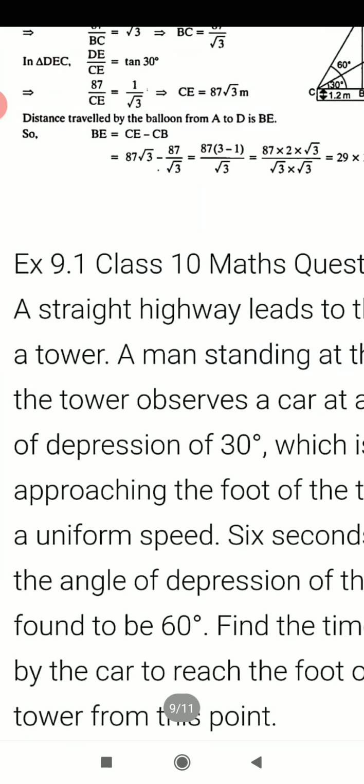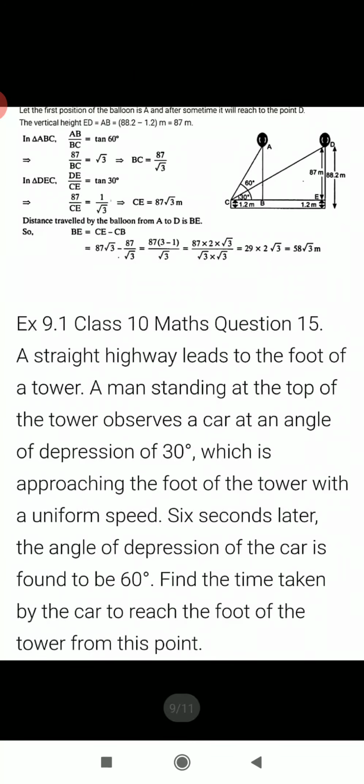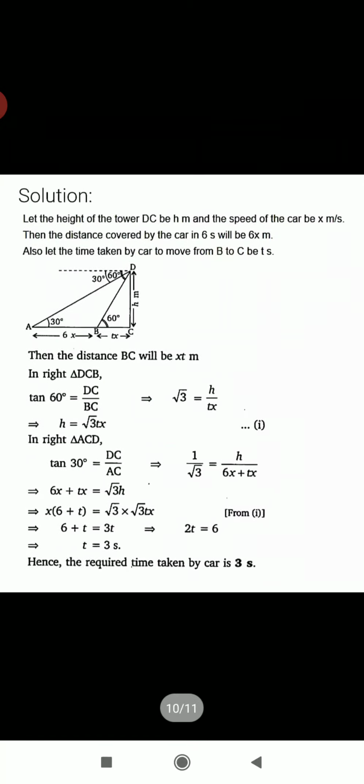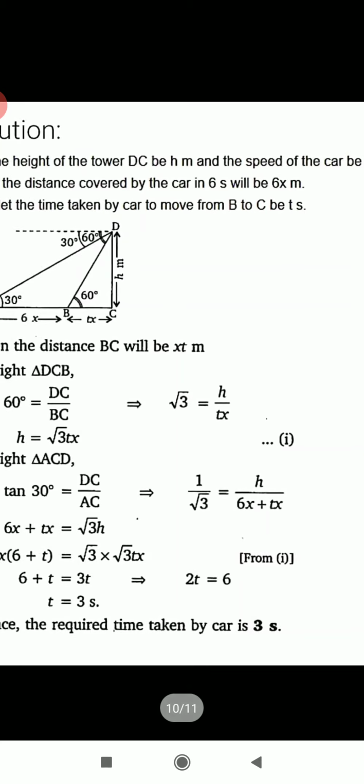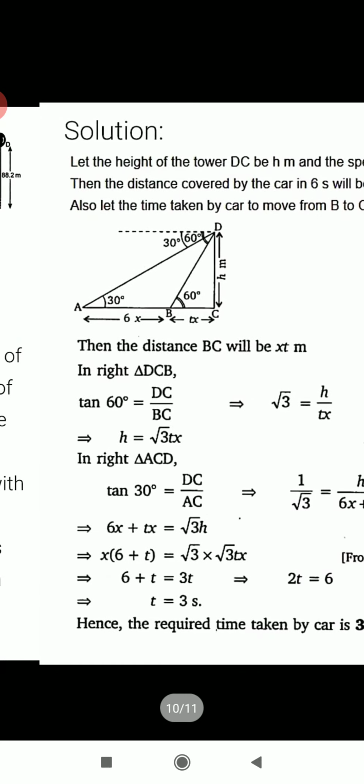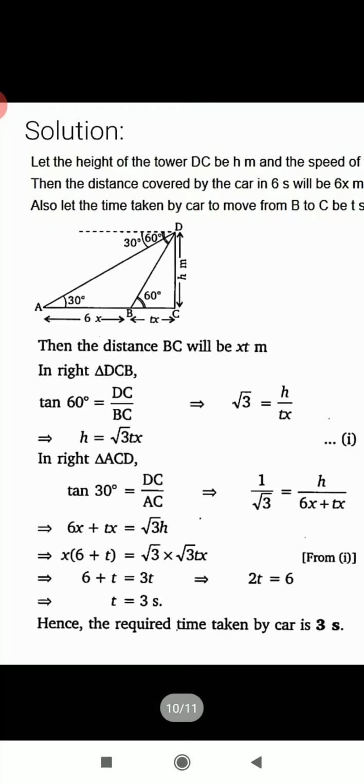Now in the second question, number 15. A state highway leads to the foot of the tower. A man standing at the top of the tower observes a car at an angle of depression of 30 degree, which is approaching the foot of the tower with a uniform speed. 6 seconds later, the angle of depression of the car is found to be 60 degree. Find the time taken by the car to reach the foot of the tower from that point. Now you can see in the figure. From point D, the angle of depression of the two points A and B is 30 degree and 60 degree. Okay. DC you have to find.